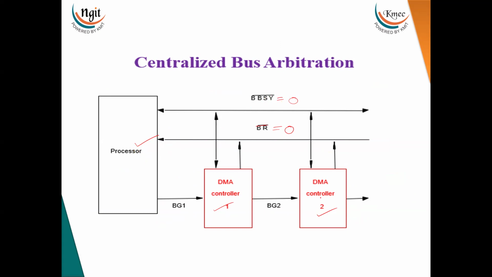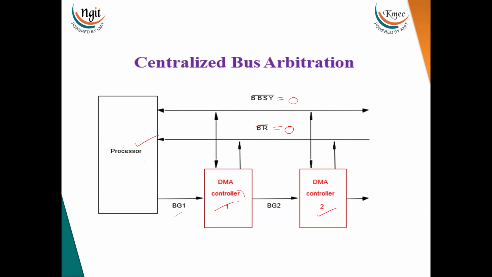Now if DMA2 wants the bus, then DMA2 sends a 0 signal on the bus request. Now if this is 0, it means the processor receives the bus request. Thereby the processor will send the bus grant 1 to DMA1. Now if DMA1 has already raised the bus request, then it will block the bus grant signal and it will get the control of the bus.